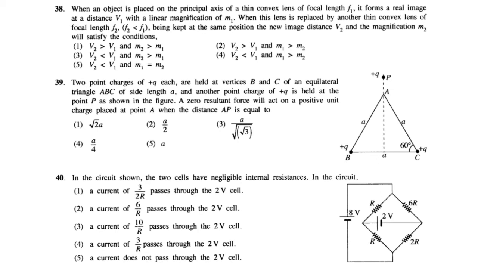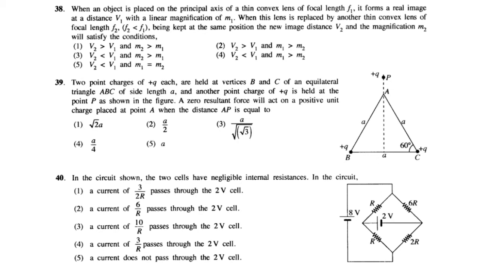Now look at the potential difference between the two corners of this square. Left-hand side 4 volt, right-hand side 2 volt. So the left-hand side potential is higher than the right-hand side potential. There is a potential difference of 2 volt, and that direction is to the right side.